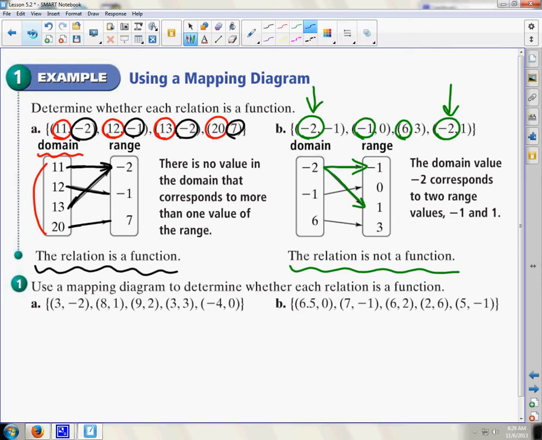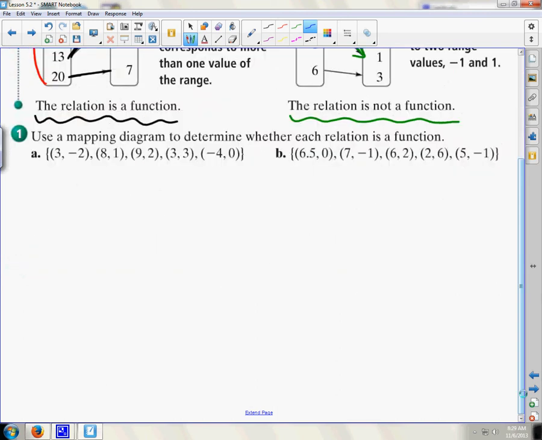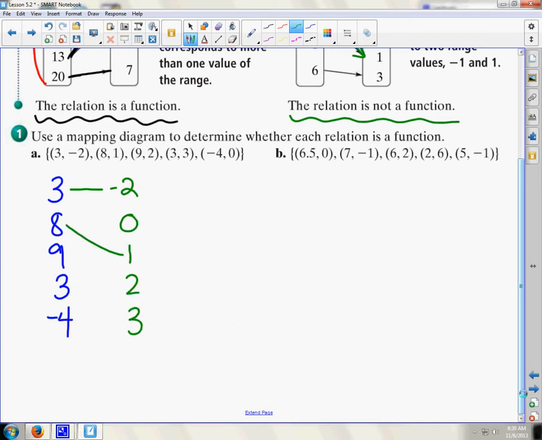So, use a mapping diagram to determine whether each relation is a function. Push pause and try A and B. Okay, so I'm going to list my numbers: 3, 8, 9, 3, -4. And then my y values: -2, 0, 1, 2, and 3. So 3 goes to -2, 8 goes to 1, 9 goes to 2, 3 goes to 3, and -4 goes to 0.